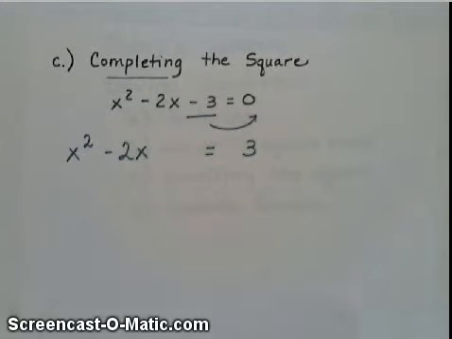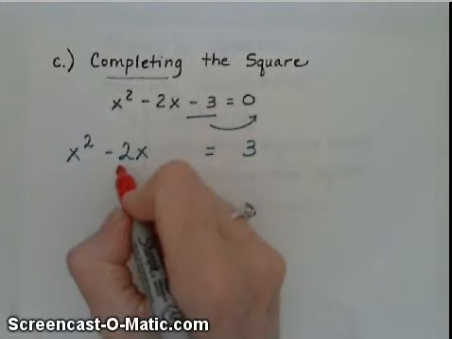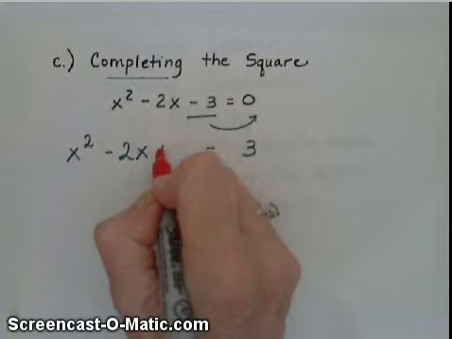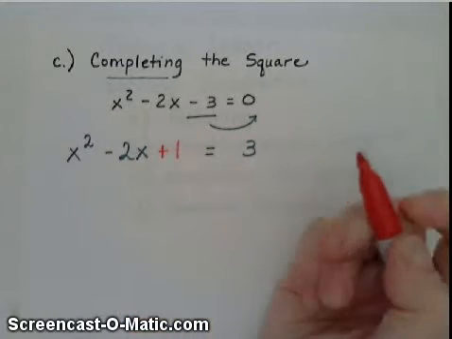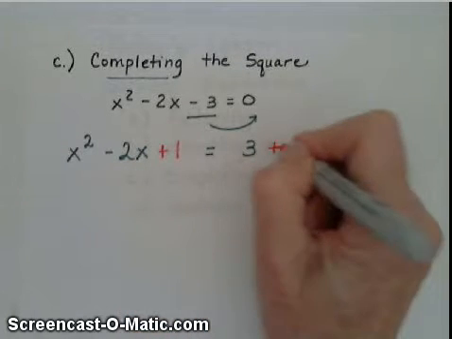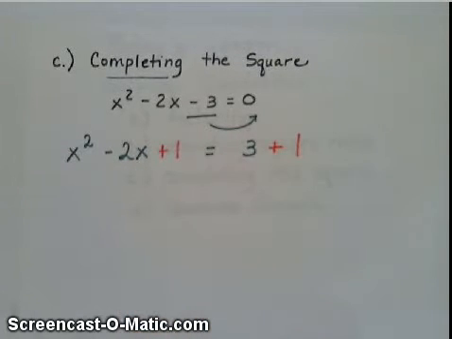So this is completing the square. You're going to take half of this term, half of 2 is 1. You're going to square it, which is plus 1. And if you add it to the left, you're going to have to add it to the right. Now that's the completing the square part.